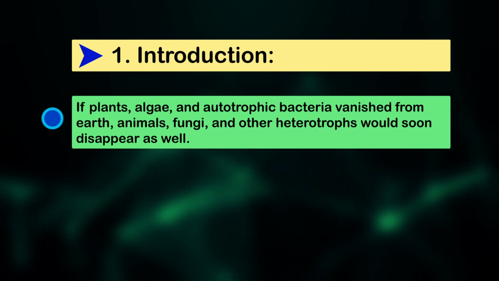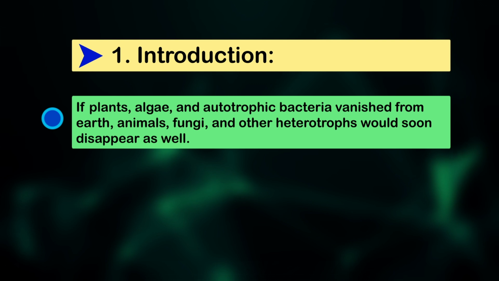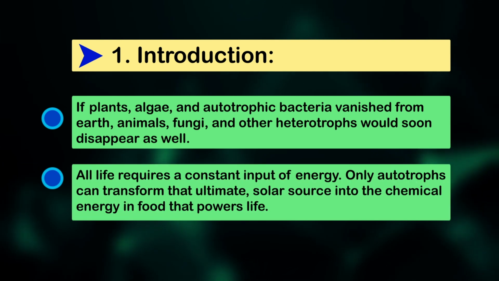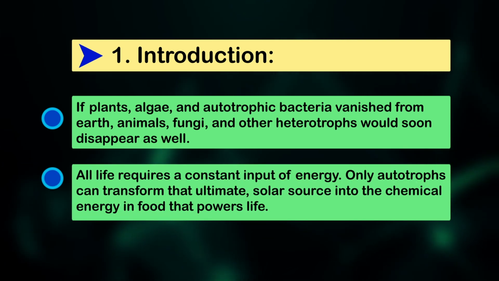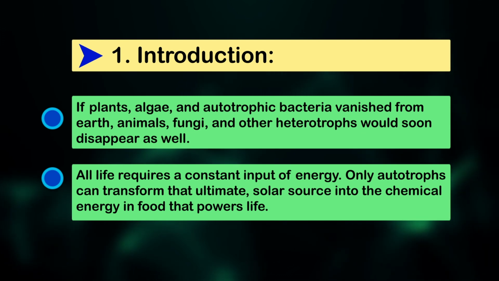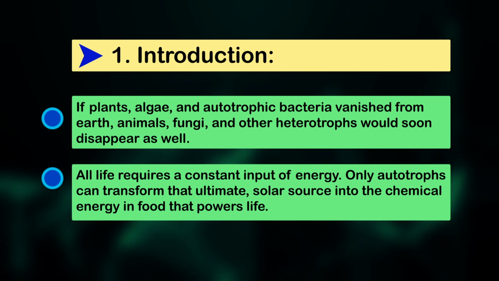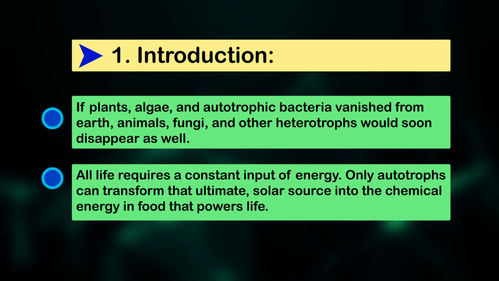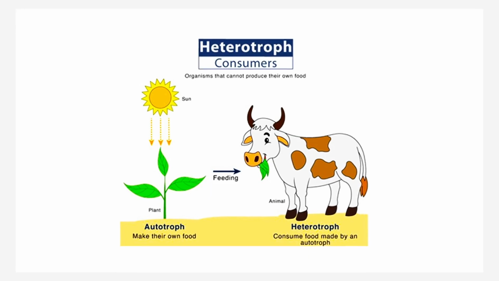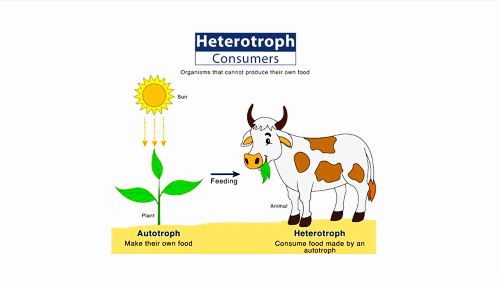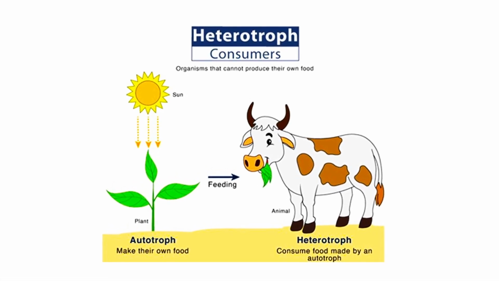So, you can understand what the scenario would be in an ecosystem. All life requires a constant input of energy. Only autotrophs can transform that ultimate solar source into the chemical energy in food that powers life. As you must have clearly understood, heterotrophs cannot make their own food. So, as mentioned earlier, they need to eat it or absorb it. So, basically they are consumers.